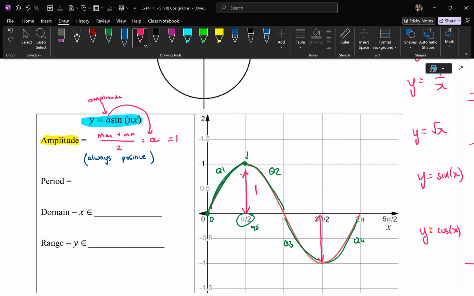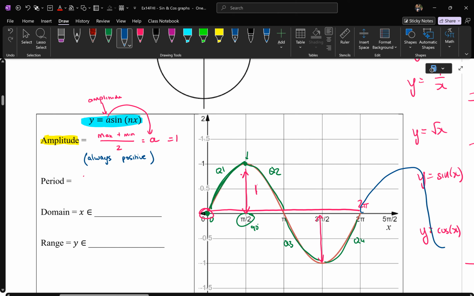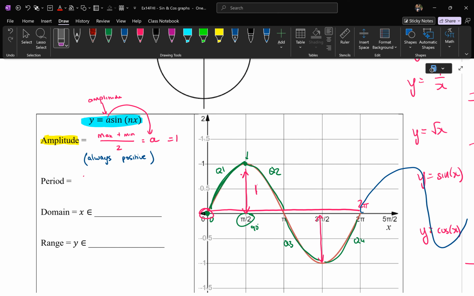Next one, period. Period determines how long it takes to do one revolution. Okay, so in this case, we can see it started from 0 and you landed back at 0 again after 2 pi. And then the cycle begins again. Then the cycle continues, it goes up, comes back down, comes back up. So that oscillation, each cycle, is called a period.